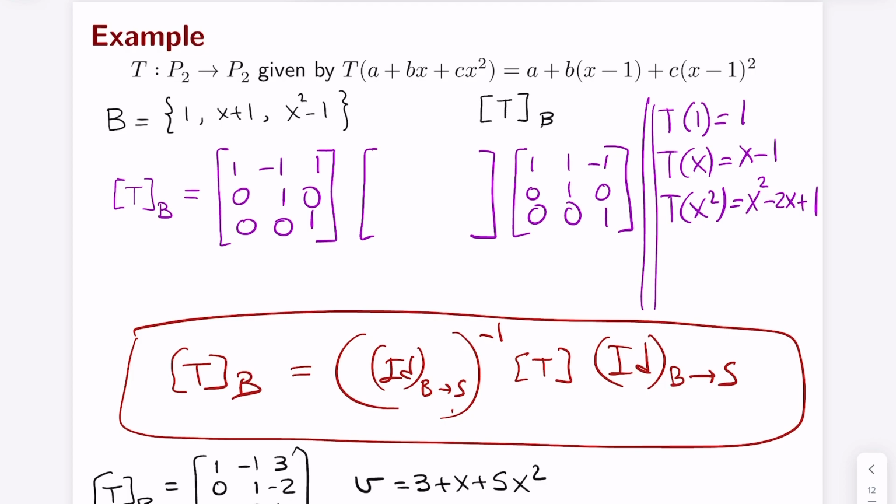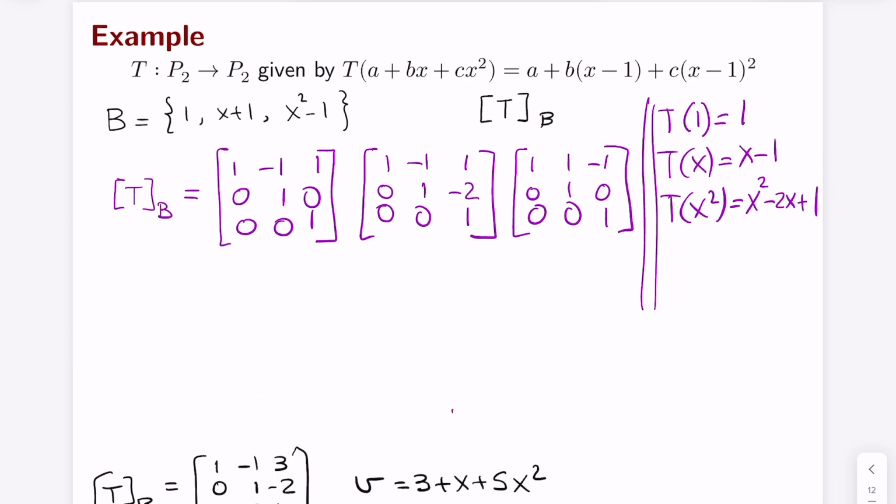So the first one, 1, is going to be just 1, 0, 0. The second one is going to be minus 1, 1, 0. And the third one is going to be 1, minus 2, 1. Okay, so all that remains to do now is to actually multiply these matrices. So let's multiply them. There are 3 matrices. We have to do 2 at a time. Let's multiply these 2. This times this.